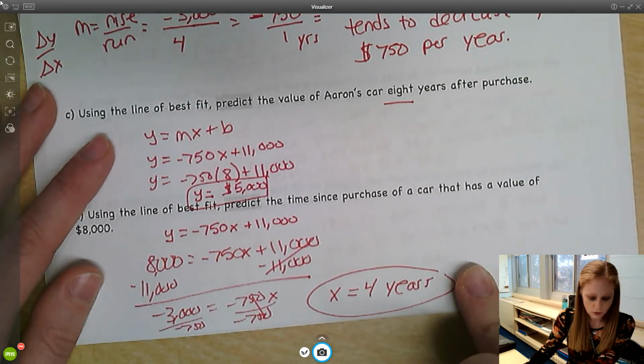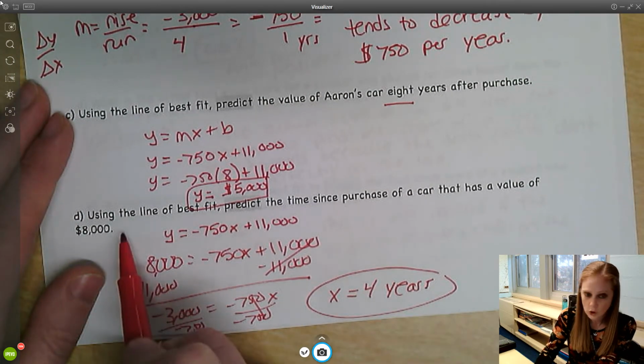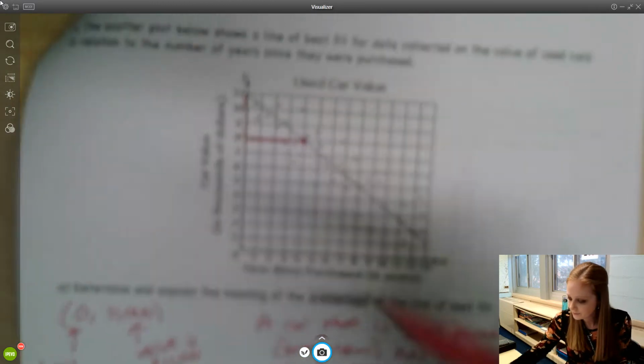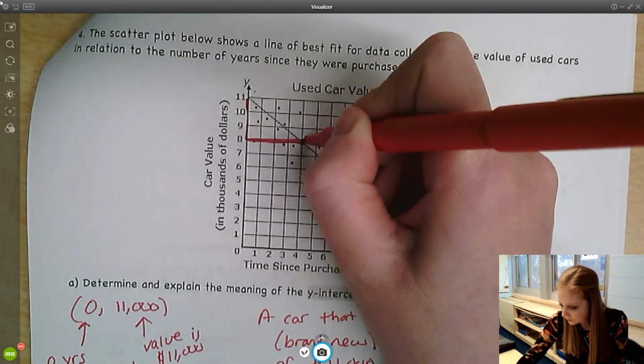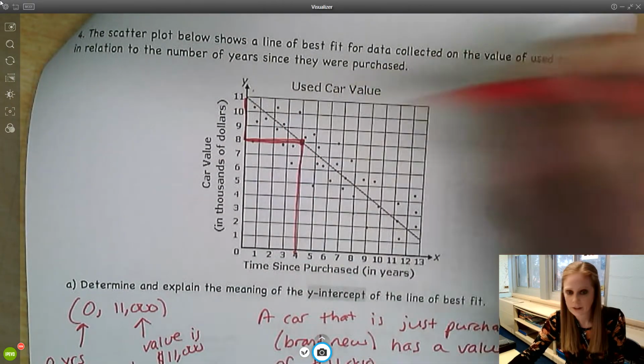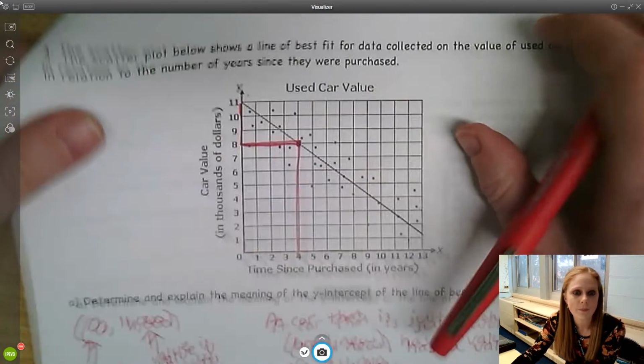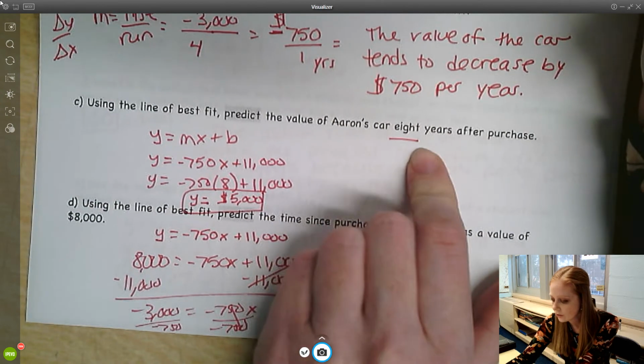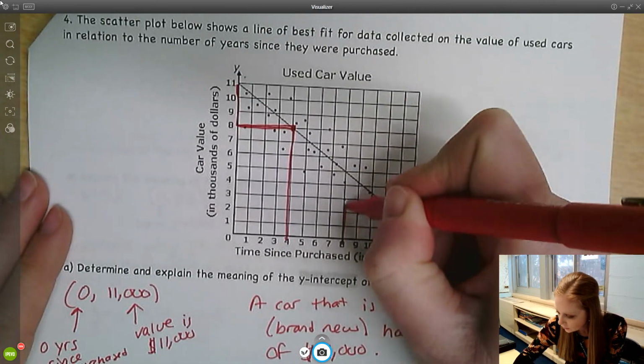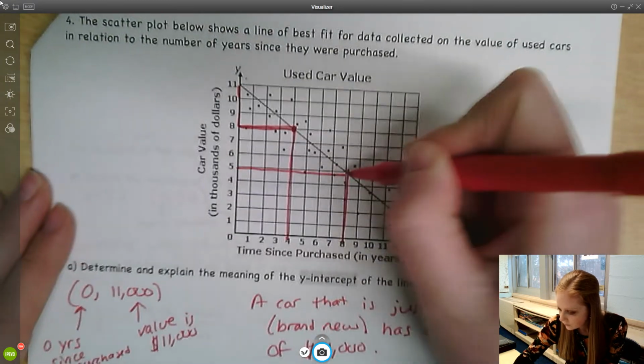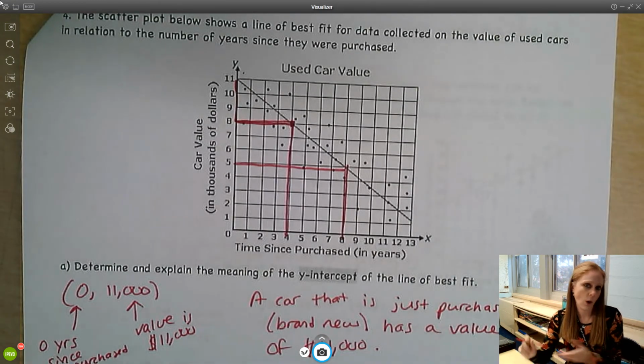We also could have used the graph for these. So I'm just going to show you if you go to 8,000 on the graph, 4 years. That probably would have been easier. And for this one, if you go to 8 years on the graph, you should get $5,000. 8 years on the graph, $5,000. So I would do both to check.